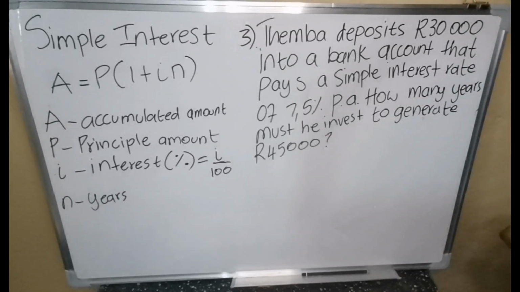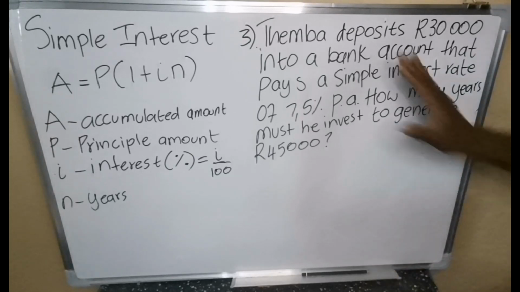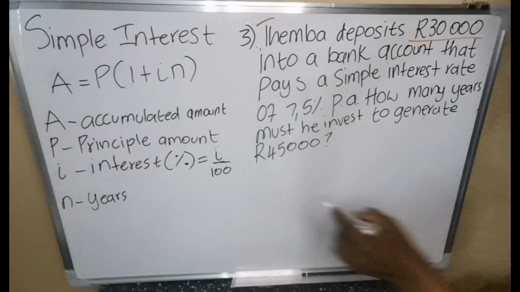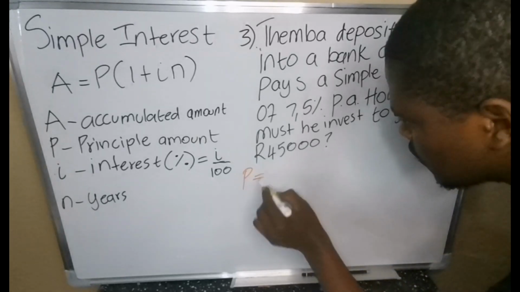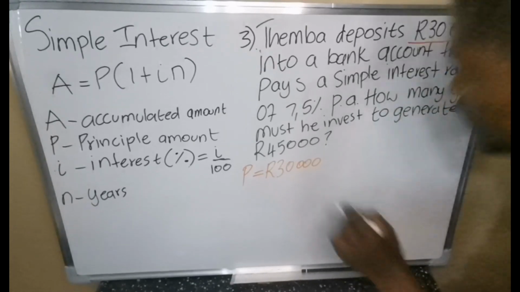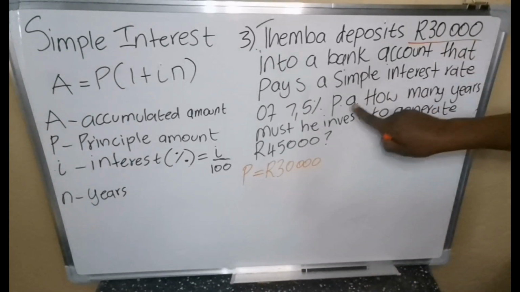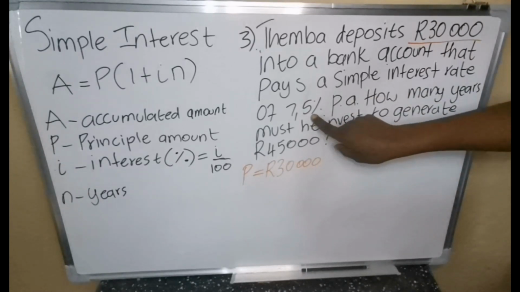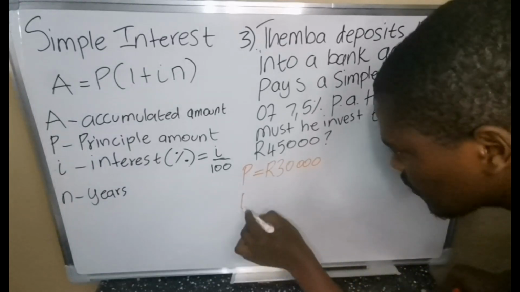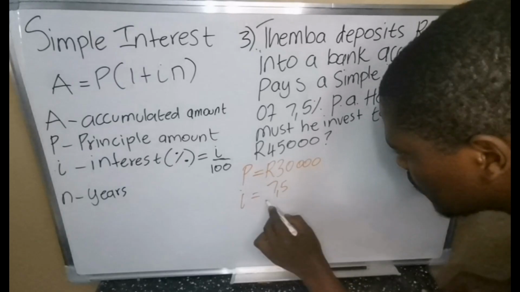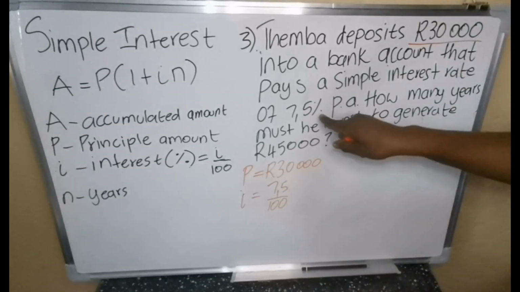Okay, it's very simple, right? Yes. Now, here is Themba, who deposits 30,000. You must just know that this is our principal amount, which is 30,000 rand, into a bank account that pays a simple interest rate of 7.5% per annum. 7.5% interest again. When it is a percentage, you're going to say 7.5 divided by 100 again to remove this percent sign.